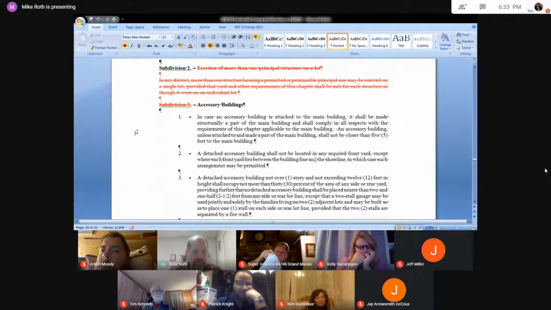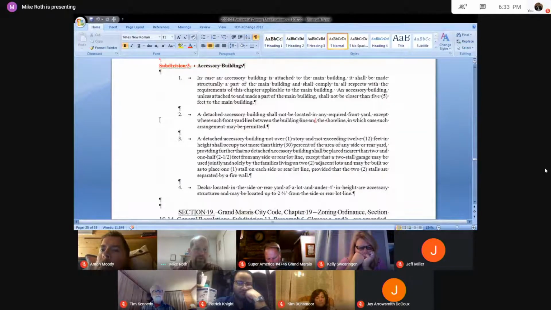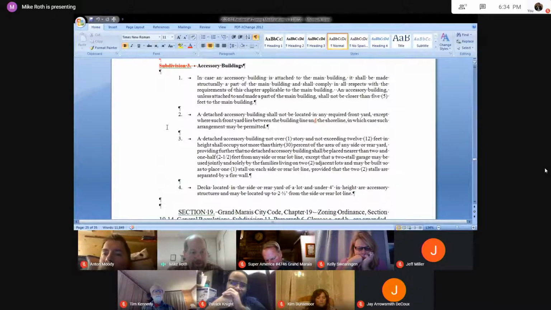This is the accessory building rules that we referred to when we talked about ADUs. So all these apply to ADUs. It has to be no closer than 5 feet if it's detached. It has to be structurally a part of the building if it's attached. Can't be located in any front yard, except where such front yard lies between the building and the shoreline, in which case such arrangement may be permitted. That's pretty specific, and I can't think of any circumstances where that happens in the city.